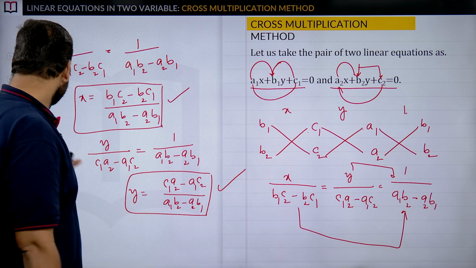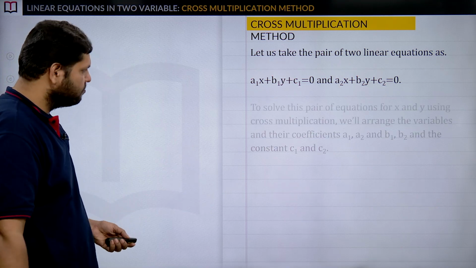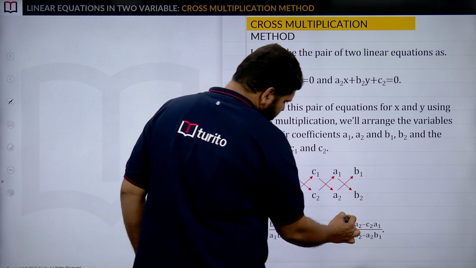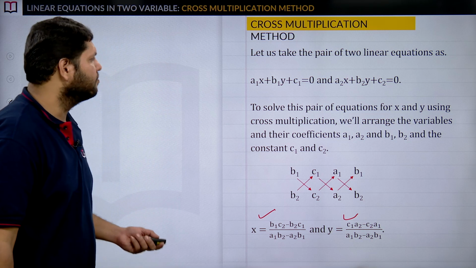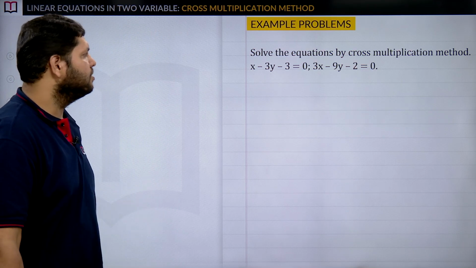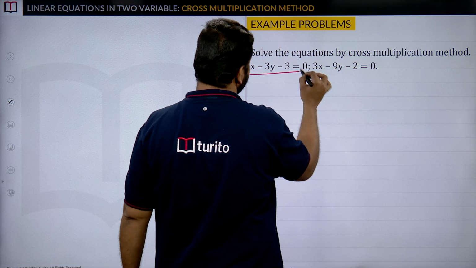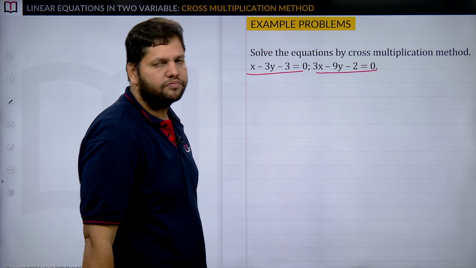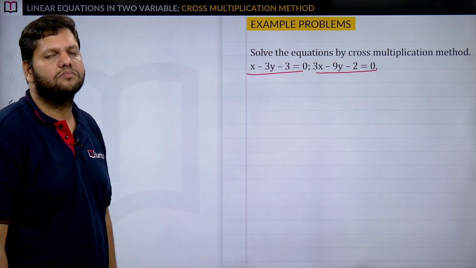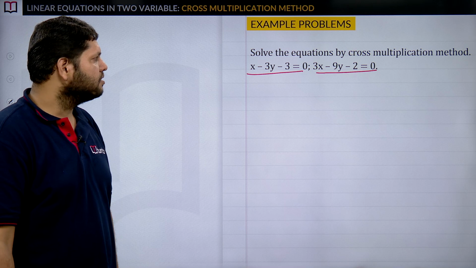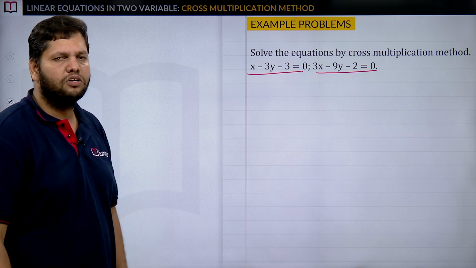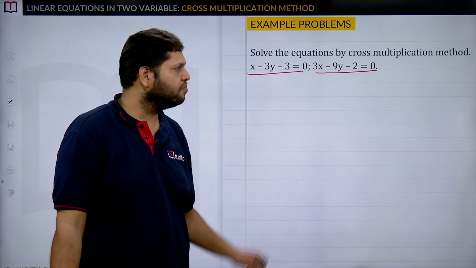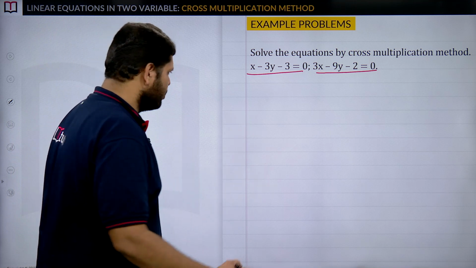Okay. Children, let us take a small example so that it is easy for you. This is the procedure, actually. This is the x value and this is the y value. Now, children, I am taking a small example: x minus 3y minus 3 is equal to 0, 3x minus 9y minus 2 is equal to 0. Children, these are the pair of linear equations. So we need to find the solution. Solution means we need to find the x, y value which satisfy both the equations. That is called the solution.